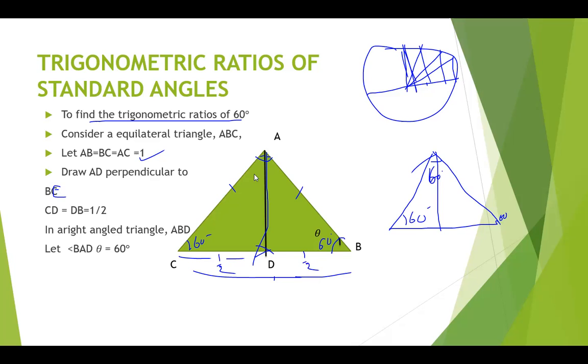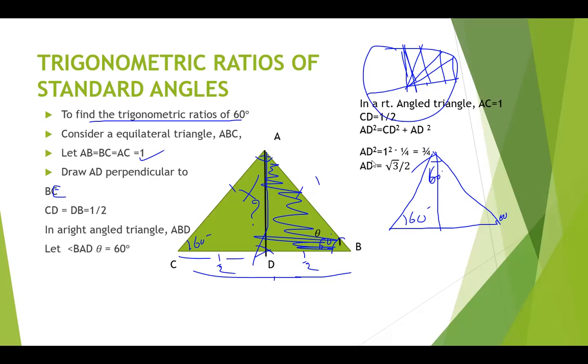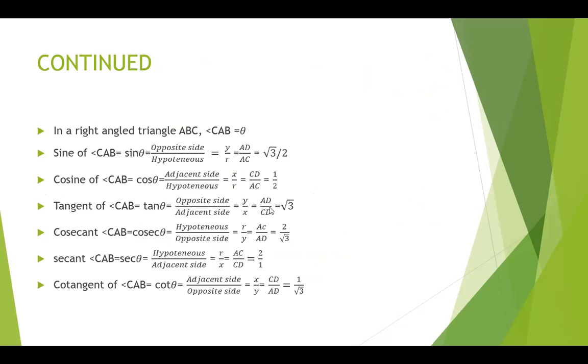Now, I forget about this triangle. I will consider only this sub-triangle. In this, we know this AB is of length 1, BD is of length 1 by 2. Then, can I find out what is AD by using the Pythagoras theorem? By using Pythagoras theorem, what can I say? AB square is equal to AD square plus BD square. So from that, I can find this AD as root 3 by 2. Okay. Now, all the sides are known to us.